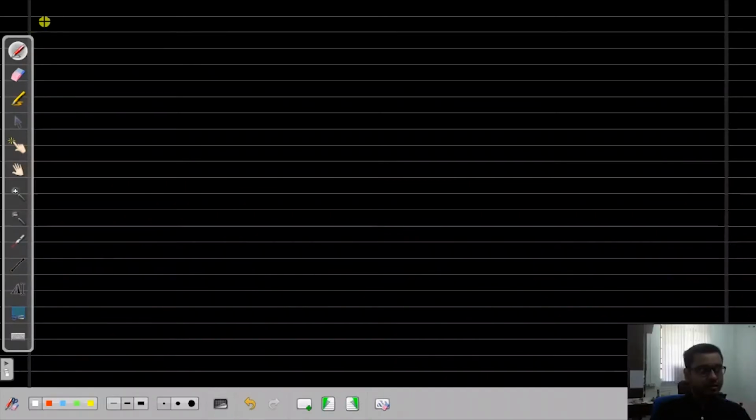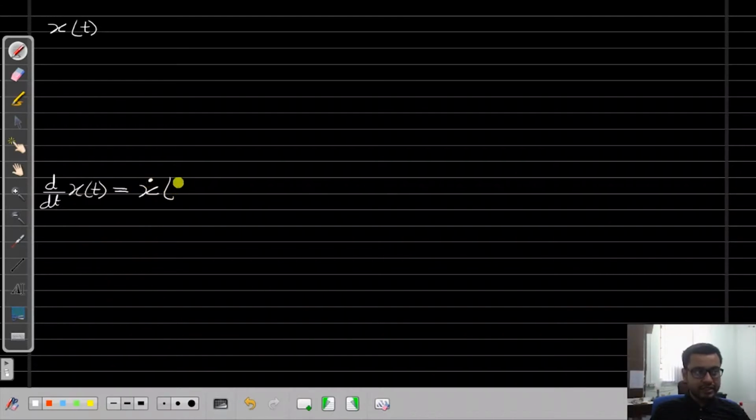Hello and welcome. Suppose I have a signal x of t. Then the time derivative of this signal is written as d/dt of x of t. Now we shall use a shorthand of this notation, which is x dot t. This dot denotes the time derivative of a signal.